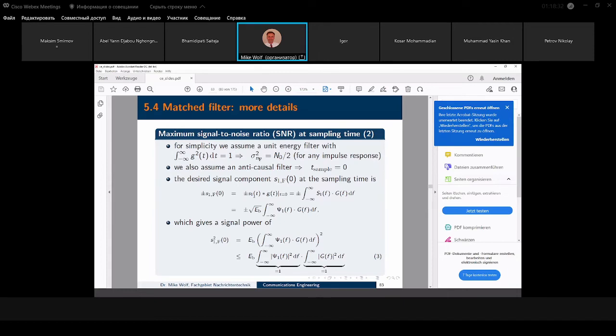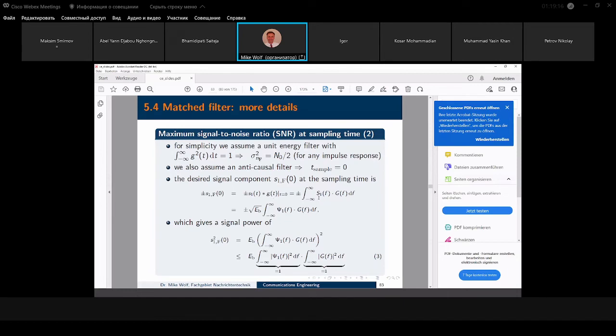So this is S1 of t with G of t, and I said, just assume a non-causal version of this filter. So we say this G of t is nothing else in the time domain than psi1 of minus t. Then, if we want to calculate this, we are interested in the sample at t equal to 0, so the sampled matched filter. But we can express this in the frequency domain, because the value of a signal in the time domain at t equal to 0 is equal to the area of the frequency domain description.